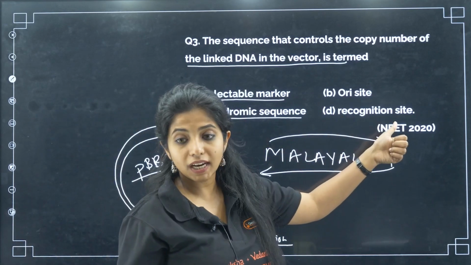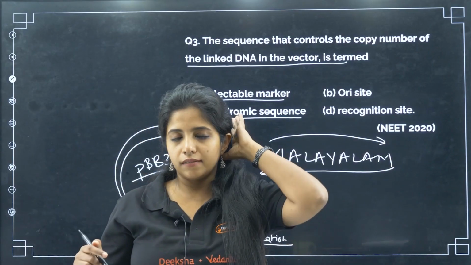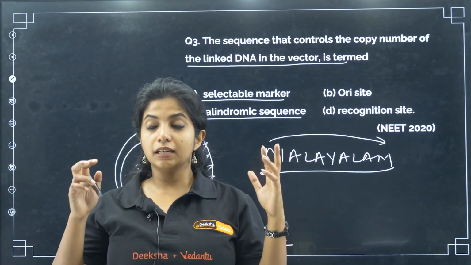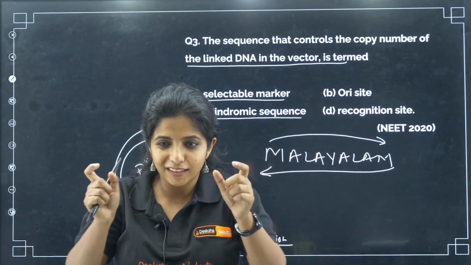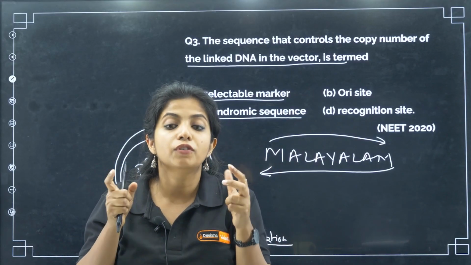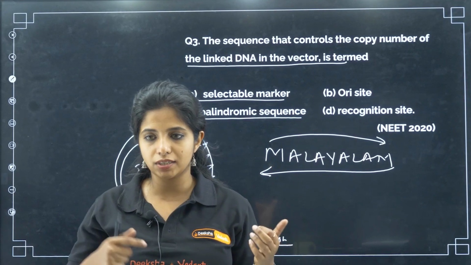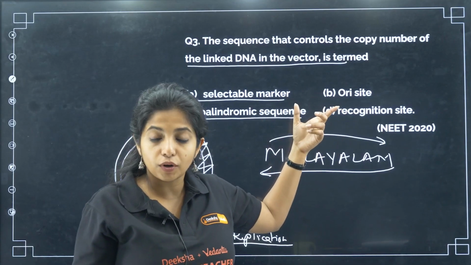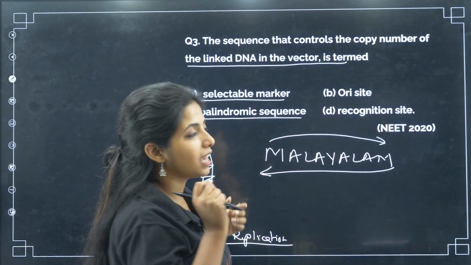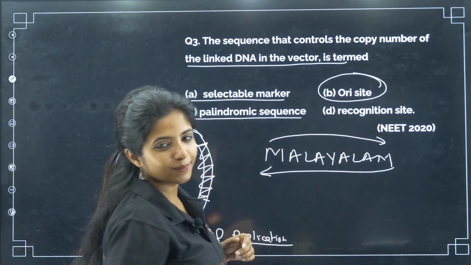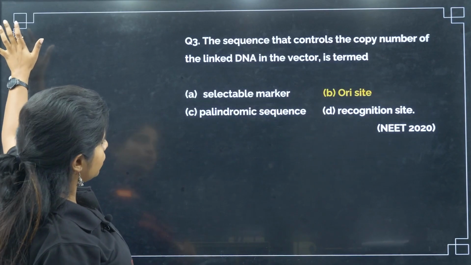Now, recognition sites are those sites where the endonucleases, okay, restriction enzyme will recognize that site and cut it. They have specific sites only where they work. So these sites are known as recognition sites. So it's ORI site that is important. Origin of replication, my dear children, please remember it. It's origin of replication. Cool? Works? Okay. If it works for you, it works for me.